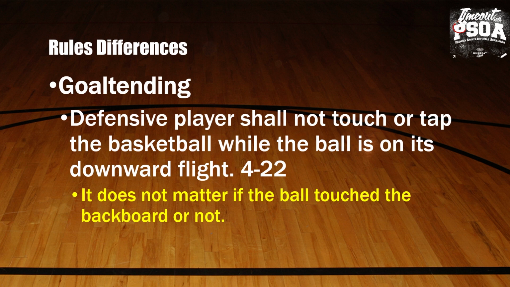Goaltending: a defensive player shall not touch or tap the basketball while it's on its downward flight. The difference here is it does not matter if the ball touched the backboard or not. So if it touches below the rim or backboard and it's still going upwards, in high school, the defense can still block that shot because it's still going upwards. In NCAA, that would be goaltending. Once it hits the backboard, you cannot touch the ball in NCAA. In Federation, it's all about upward movement versus downward movement.